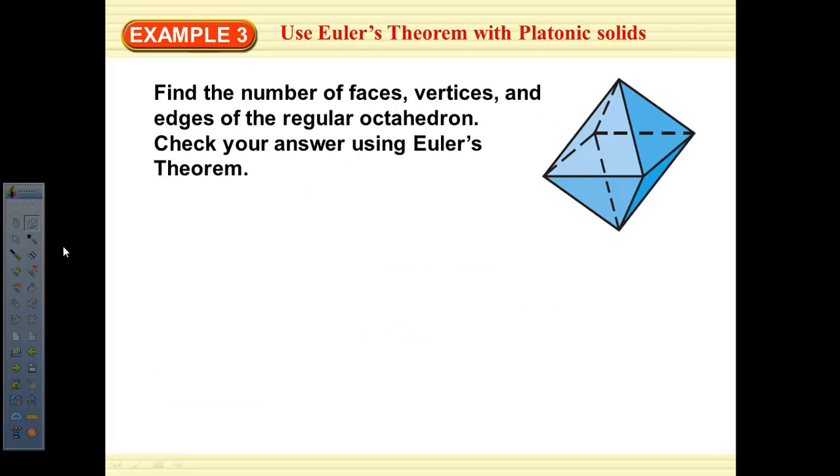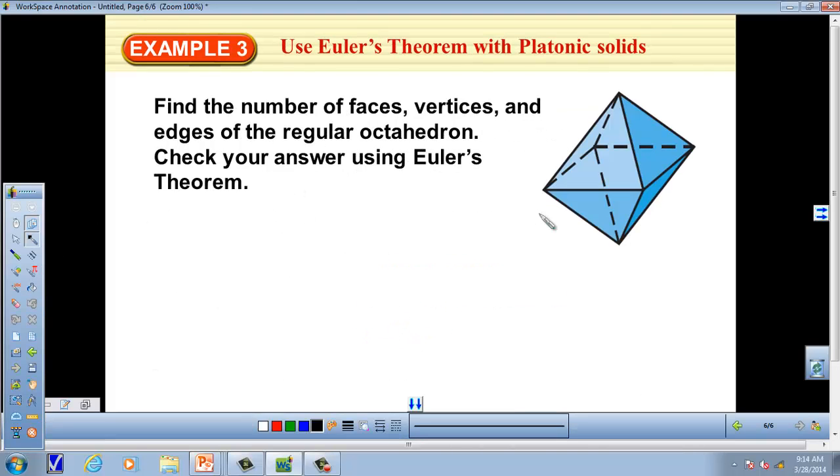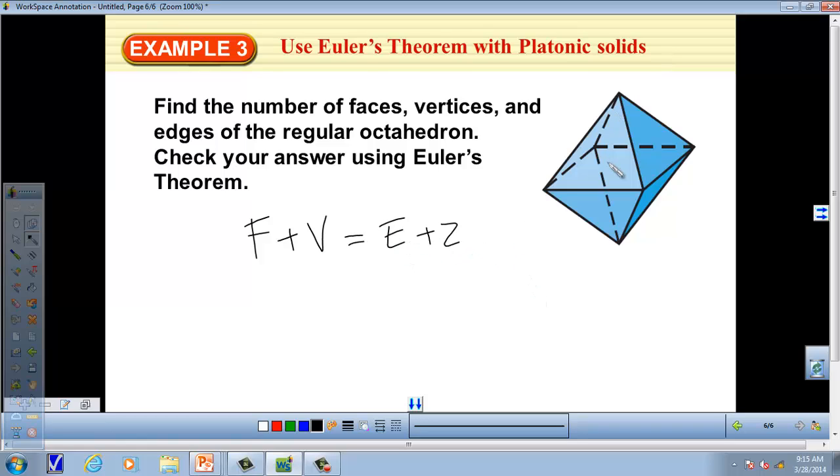Here's another one where we have a regular octahedron. Again, we're going to use Euler's theorem, which tells us number of faces plus number of vertices is equal to the number of edges plus 2. Number of faces, since it's an octahedron, that should be 8 faces. And there are, because there's 4 on top, 4 on the bottom.